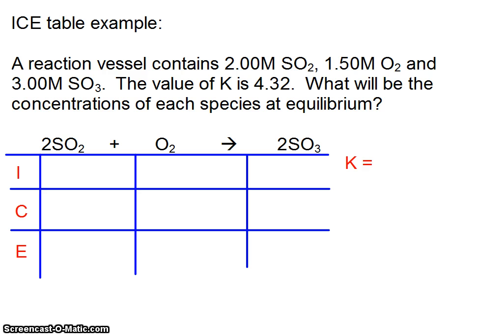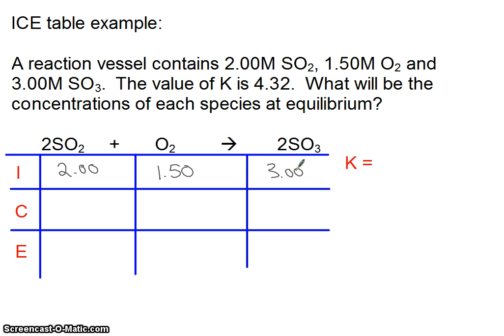So in this problem, I'm starting off with 2.00 molar SO2. I'm reacting with 1.50 molar of O2 and 3.00 molar of SO3. And if the K is 4.32, I want to know, how will this get to equilibrium? Where will it end up going? So I know the initial conditions. I don't know how much it's going to change by.